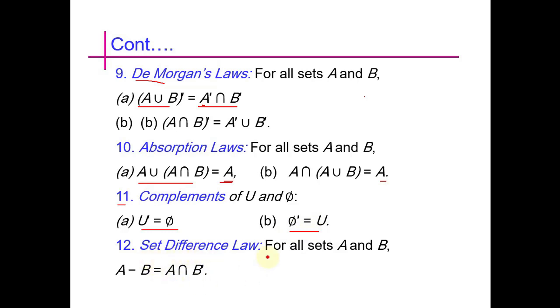Now we see set difference law. For all sets A and B, A minus B is equal to A intersection B complement. So here A minus B says that we are taking elements of A which are not present in B, and here we see that after taking the complement of B we get all the universal set except B, and we are taking the intersection of that set with A. So both have the same meaning.